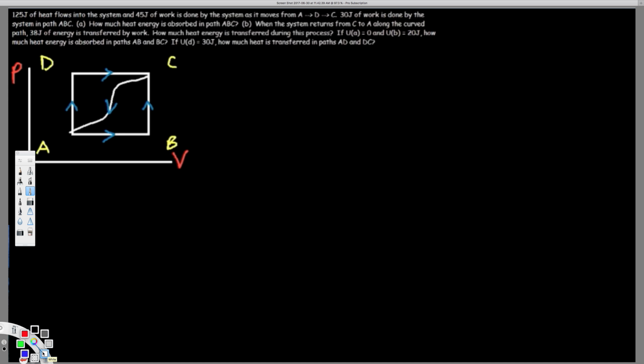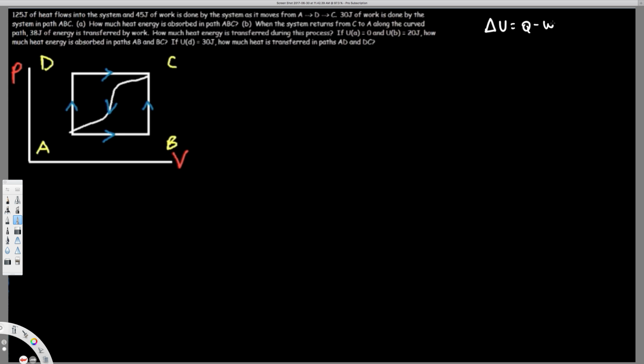But before that, we have to note an equation down. This is going to be the main equation in most of the questions. That is delta U is equal to Q minus W. So this is the equation we are going to use most of the time. So let's note this one aside, and let's deal with the first problem.